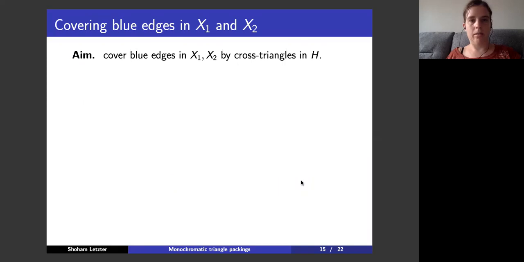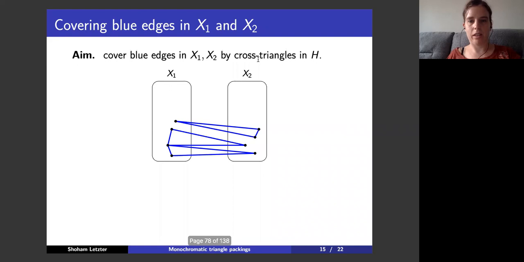Very good. So my first aim is to show that in H, I can cover the blue edges in the parts by disjoint cross triangles. Okay, so this is what I mean. I have my blue edges in the parts, and I'm trying to find a collection of cross triangles, so triangles that have one vertex in one side and two in the other. I'm trying to cover all the edges. But suppose that I tried my best and I did not manage to cover everything. So I have one edge that is left uncovered.